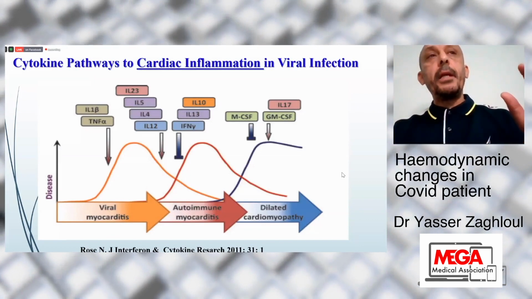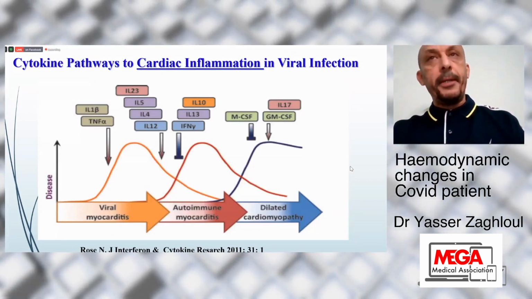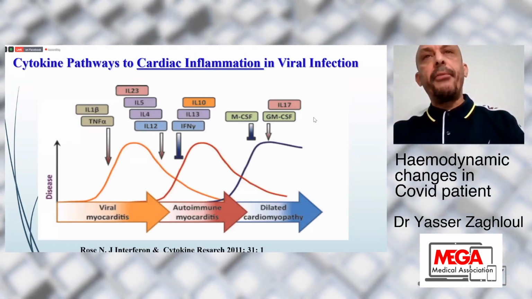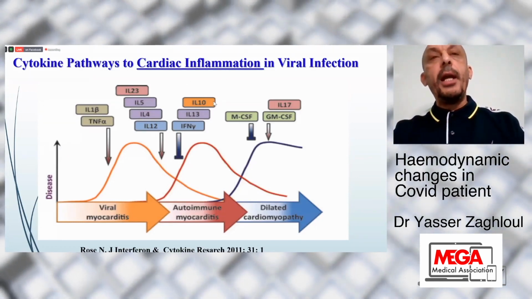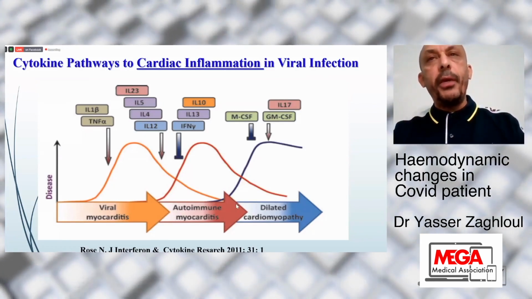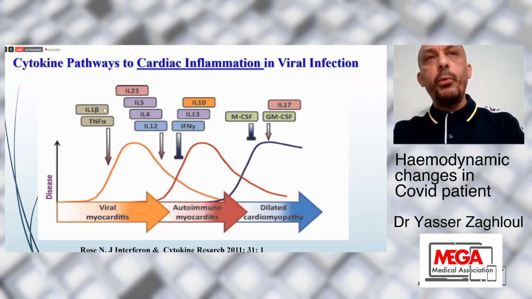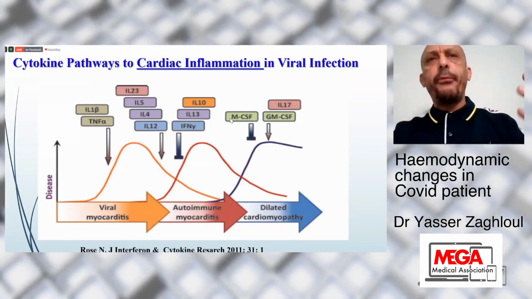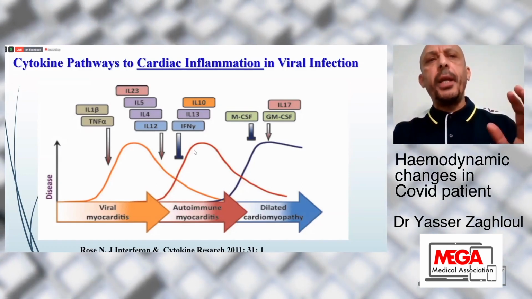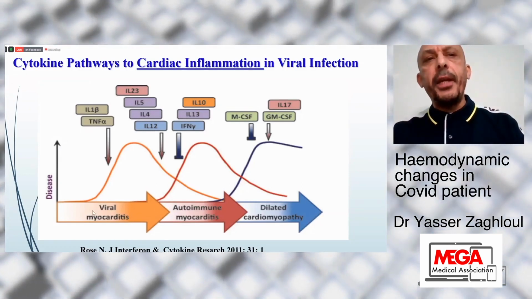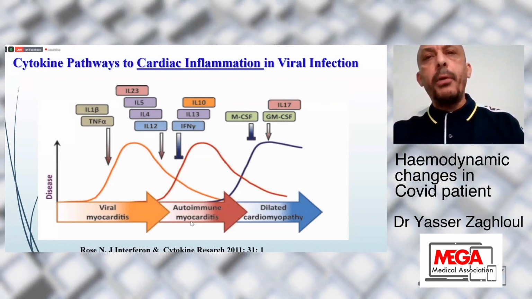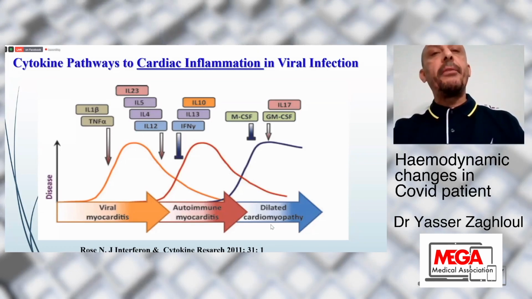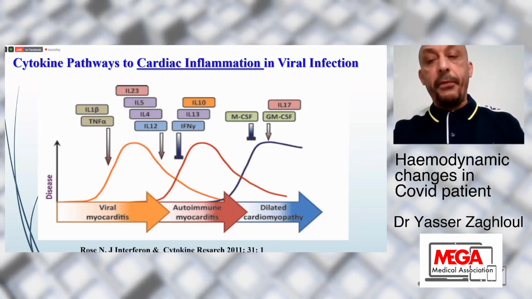As you know, there is a cytokine storm in patients with COVID. And actually, it is not limited to the COVID virus. Most viral infections may cause cardiac inflammation. And according to the severity or the release of the cytokines, either interleukins or CSF or necrotizing factors, you have stages. The first stage, viral myocarditis, autoimmune myocarditis, then dilated cardiomyopathy. So this can occur with any severe viral infection.